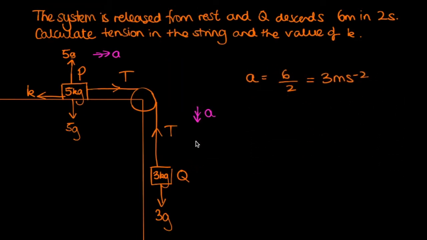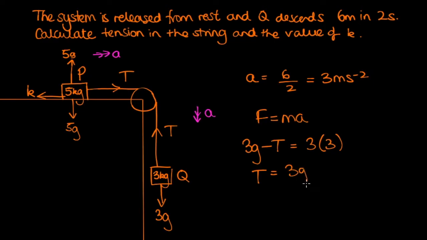Let's now focus on the force equations. If we start by just thinking about Q, we're going to use the equation F equals ma. Again, let's take down to be positive. The forces acting on Q are the weight, 3g, and tension going in the opposite direction. And the forces are equal to the mass of Q multiplied by the acceleration, which is 3. So tension is equal to 3g minus 9, which is, I believe, 20.4 newtons.